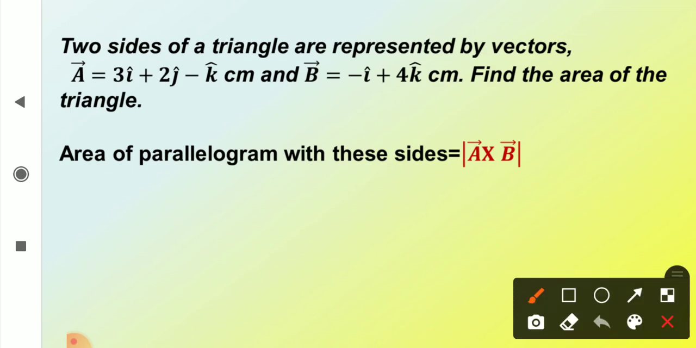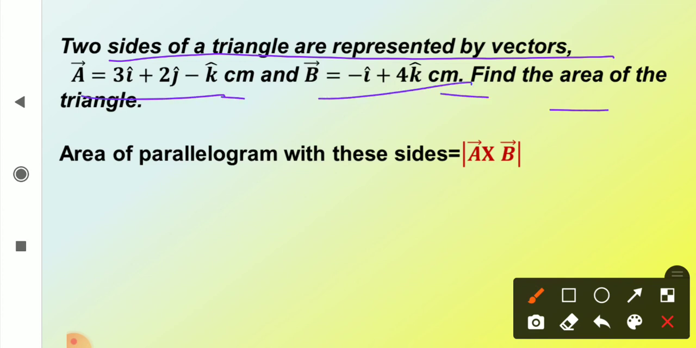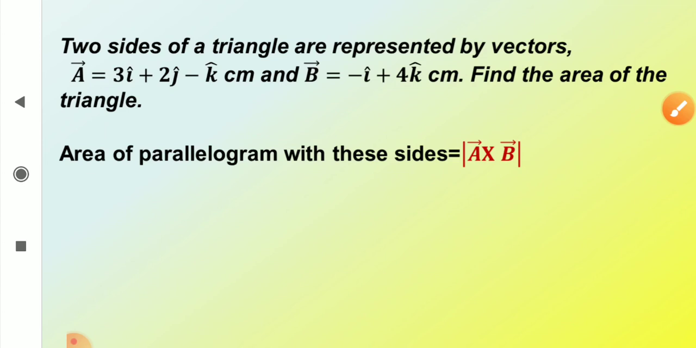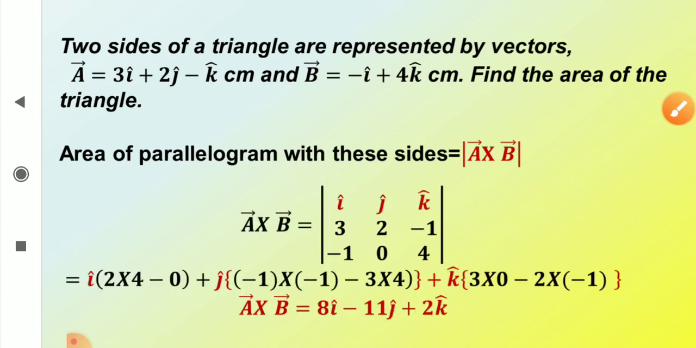Let's see. Two sides of a triangle are represented by vectors A and B like this, in centimeter. Find the area of the triangle. Now see, here I am talking about area of triangle. So area of parallelogram with these sides will be magnitude of A cross B. So find out magnitude of A cross B. Just look at it.